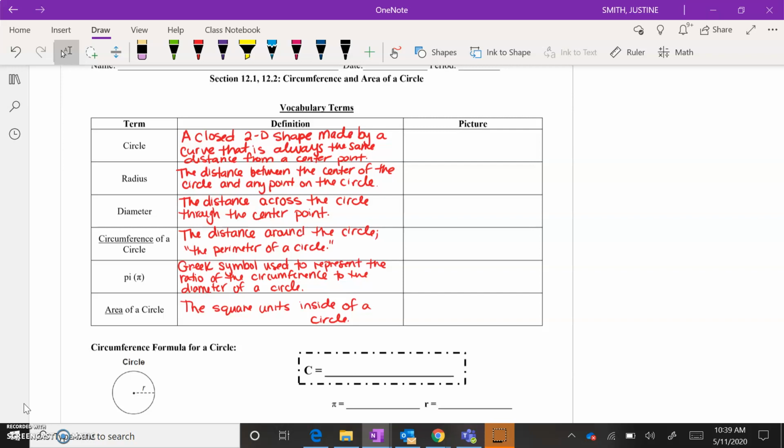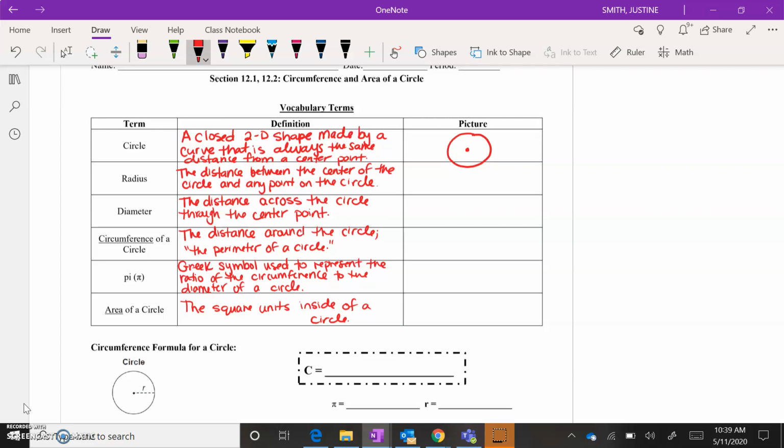All right, so you should have all of these definitions down. Okay, so first of all, a circle is just a closed 2D shape made by a curve, and it's always the same distance from the center point. My circle won't look exactly like that, but it should. So again, every point on the outside of the circle is always the same distance from that center point.